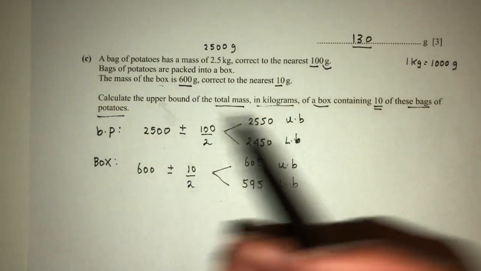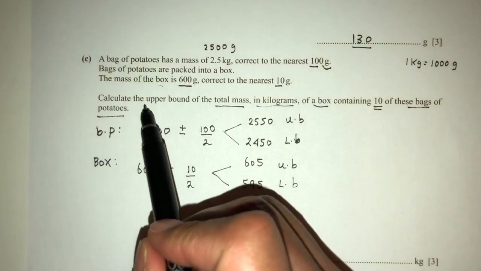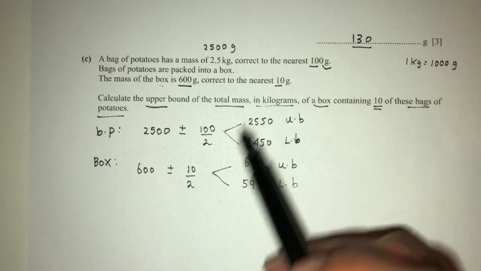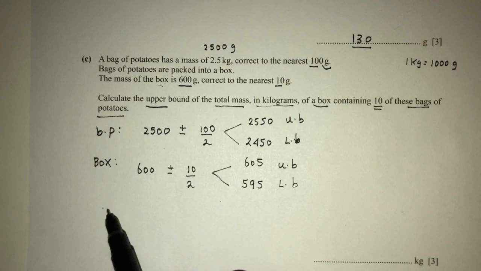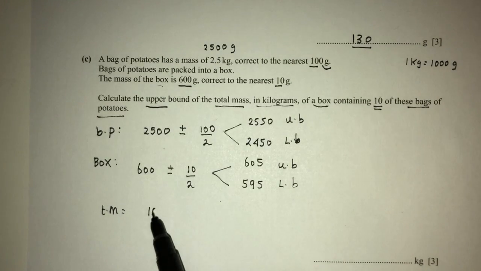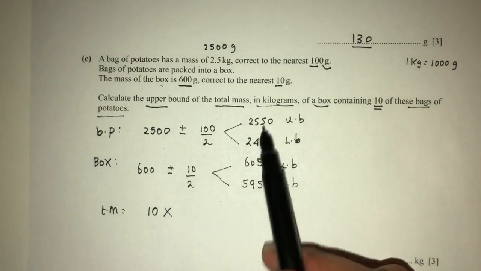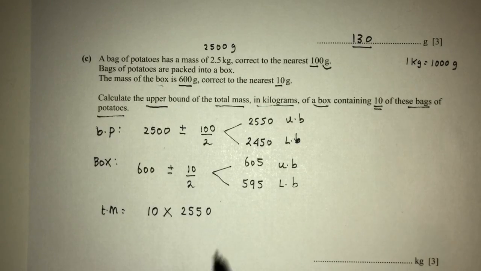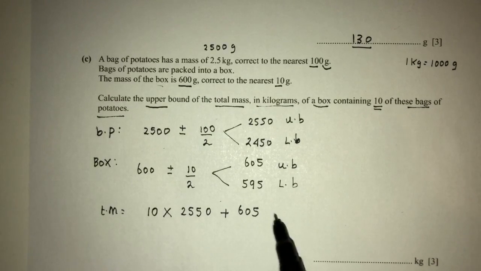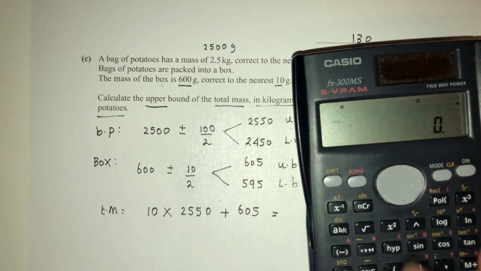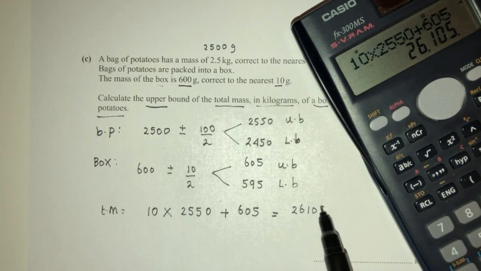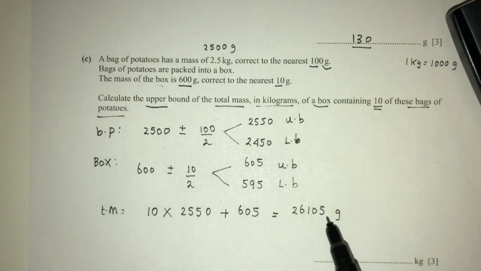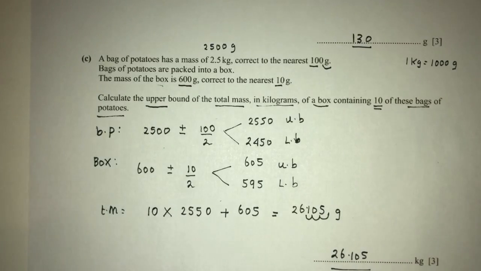Now we have these numbers. We want to find the upper bound of the total mass in kg. So eventually we have to convert back to kg of a box containing 10 of those bags. So basically the total mass will be 10 of those bags times the upper bound of the potato bags, and also the mass of the box, so we can find the total mass. That will be 10 times 2550 plus 605, that will be 26105. This is grams. Converting back to kg, we have to divide by 1000, that will be 26.105 for your answer.